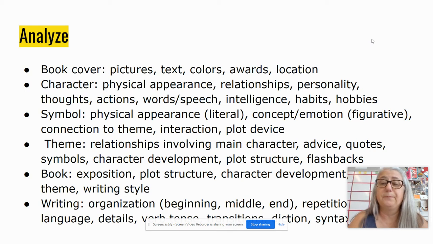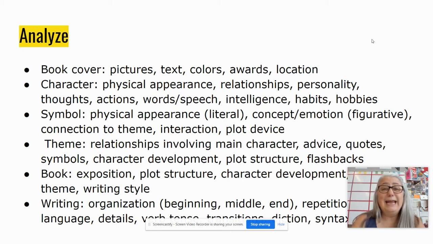Quotes, things that characters say, any symbols, the character development, how we see the character, usually the main character, how he or she changes throughout the course of the story, how the plot is structured, where the story begins, and the rising action, the climax, and then the falling action to the resolution, and any flashbacks. Flashbacks are something to look at as well.